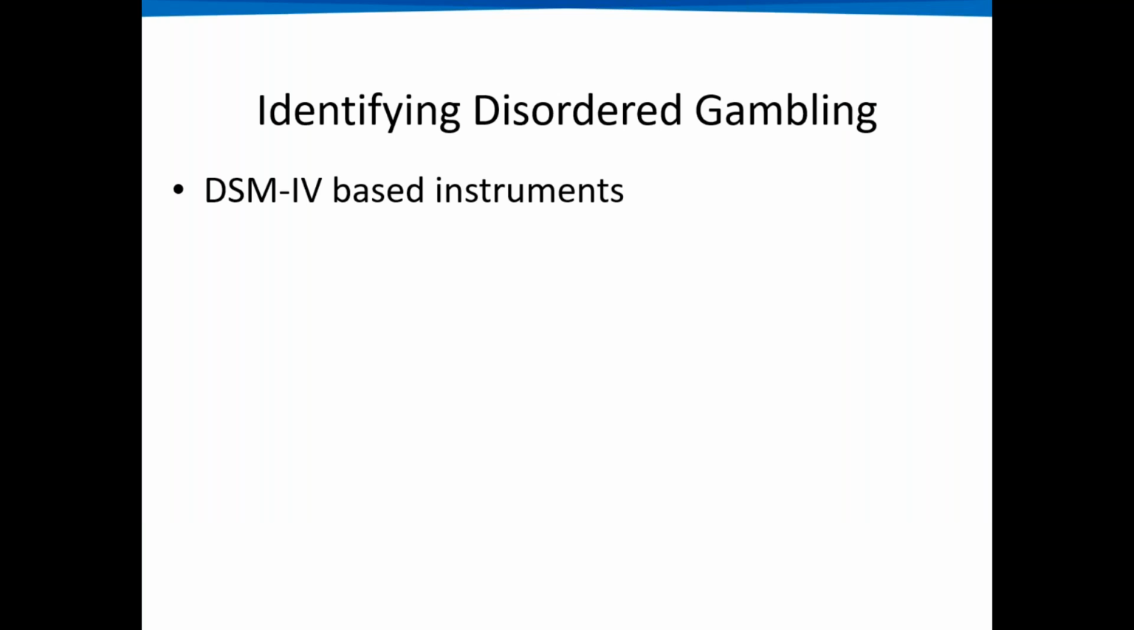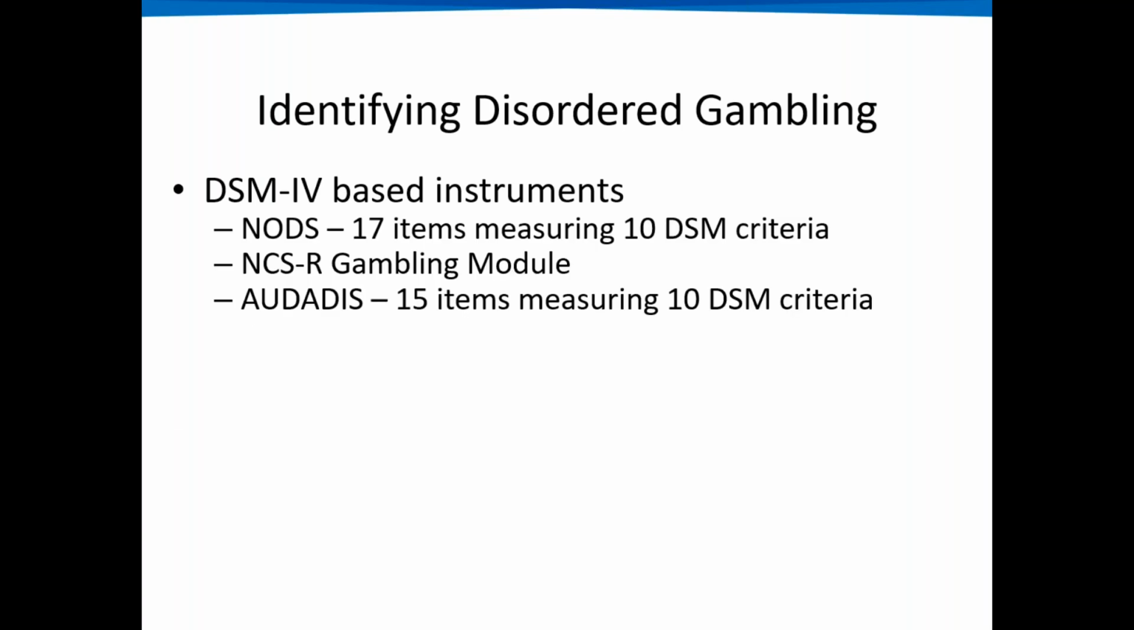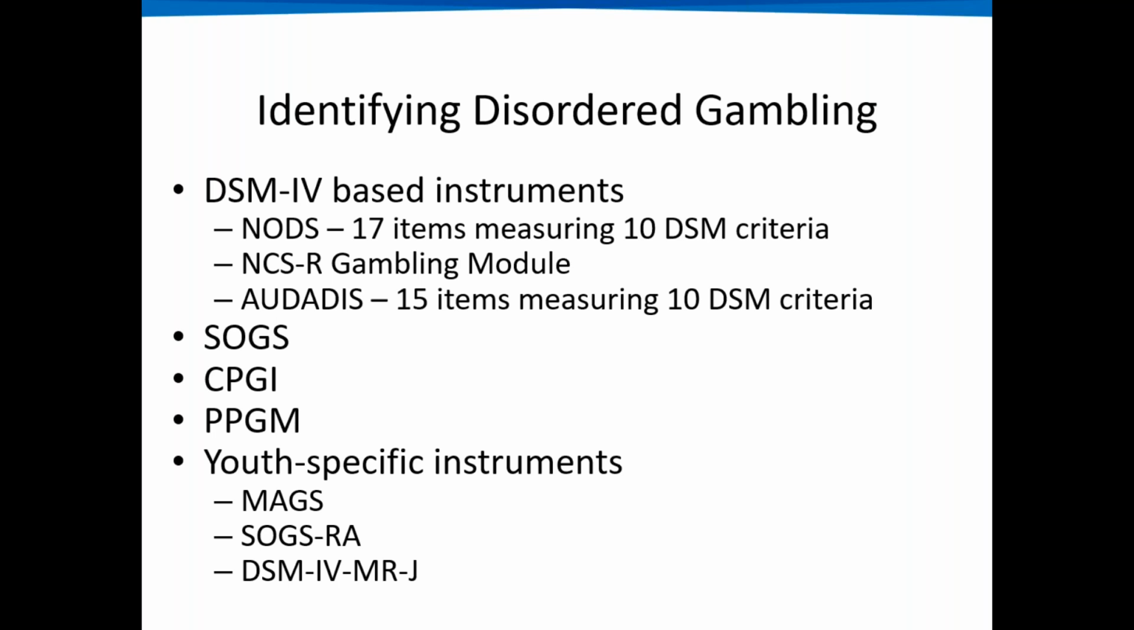For gambling disorders, there are more than 30 instruments designed to measure disordered gambling, and these different tools often do not agree on whether someone has a gambling disorder. Many assessments are based on DSM criteria and usually use one or two items to measure each DSM criterion. I'm going to briefly review a few of the most common assessments.